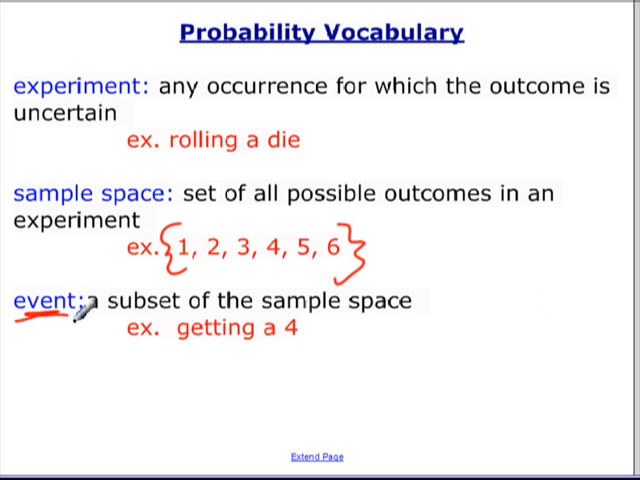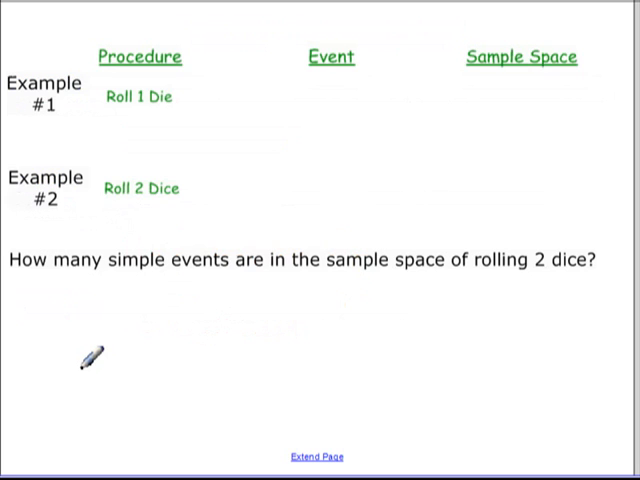An event is what happens. So when you roll a die, what happens? You might get a 4. That would be an event, so a subset of that sample space. So that's some probability vocab.